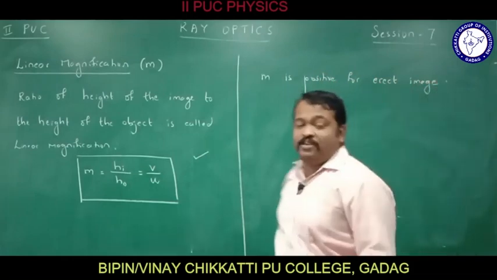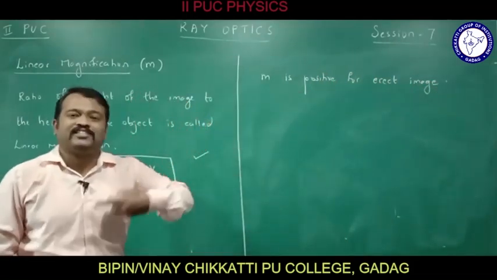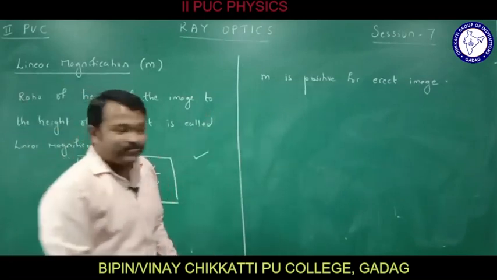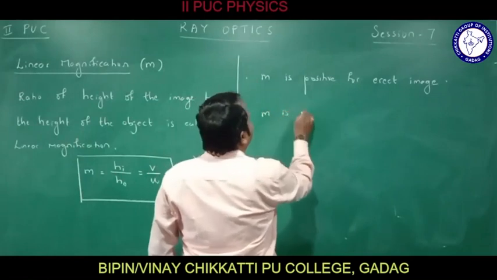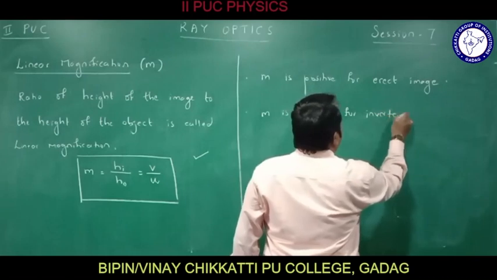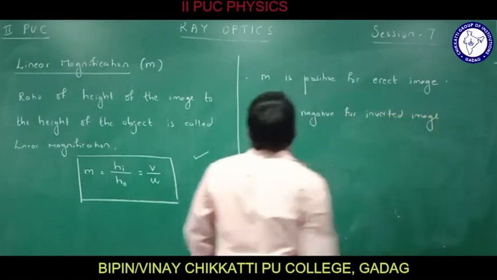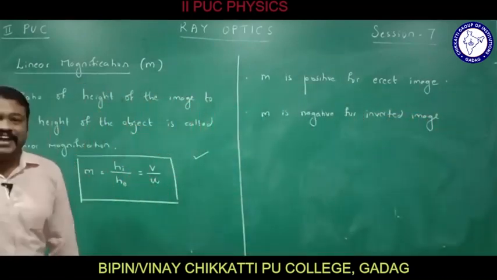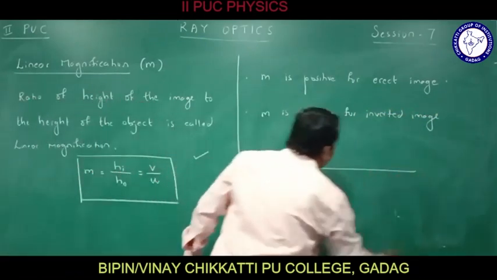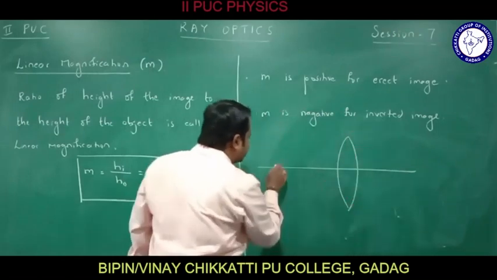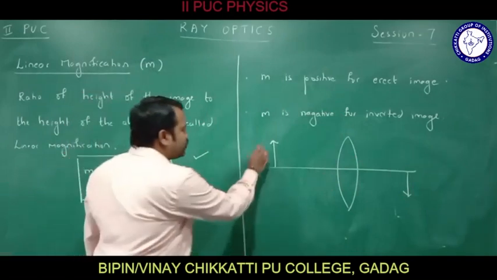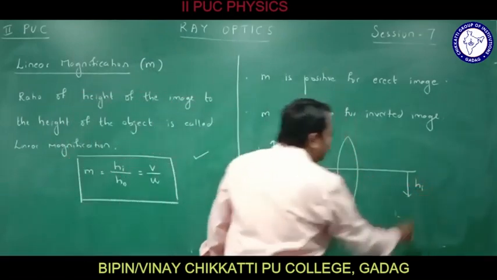If the image is erect, or upright, then we get magnification as positive, and linear magnification is negative for an inverted image. If the image is inverted, then we get m as negative. You do remember this, right? As we know, in the case of a convex lens, this was the object and this was the image, with height of the object and height of the image.